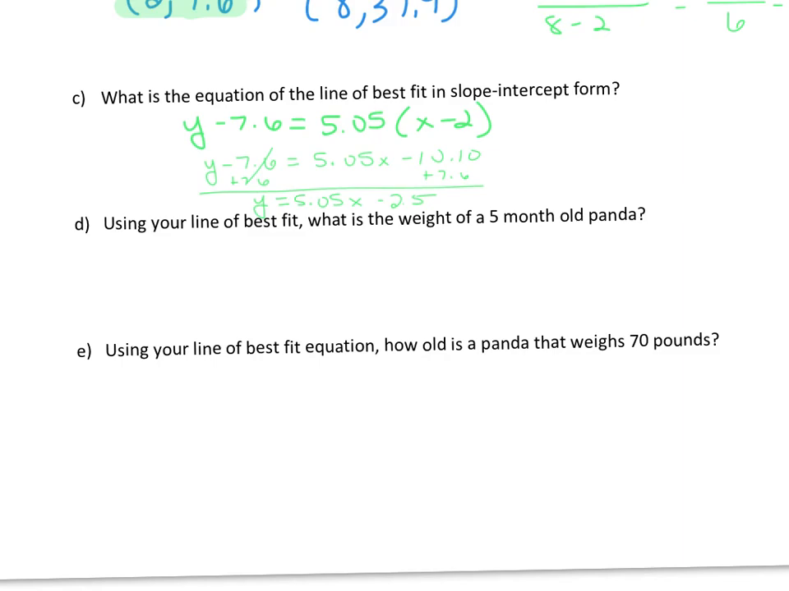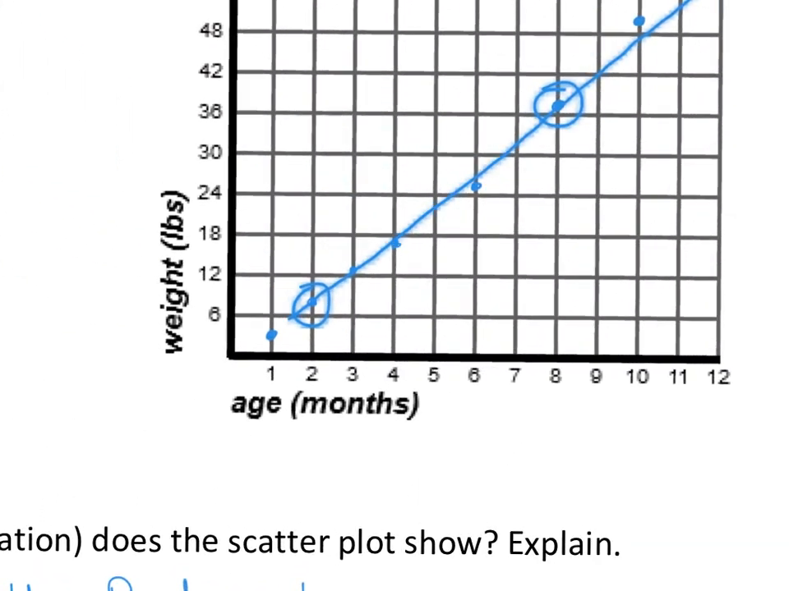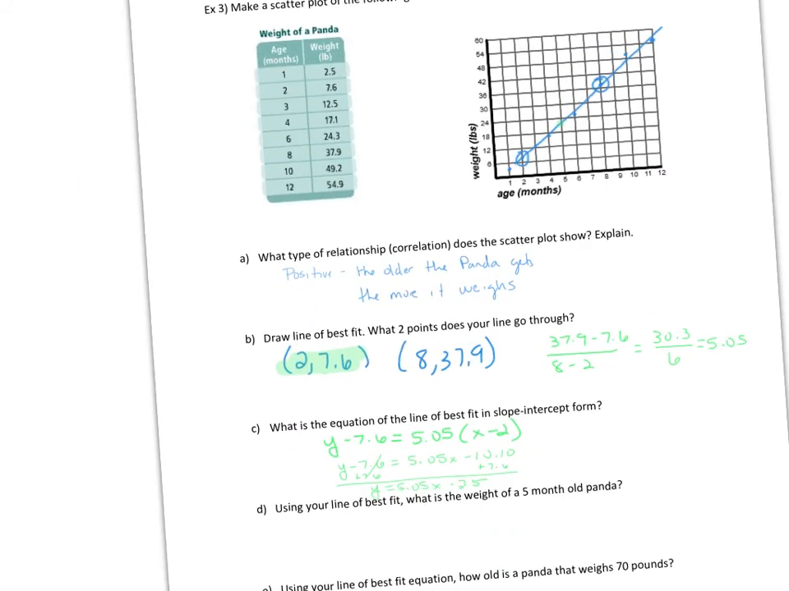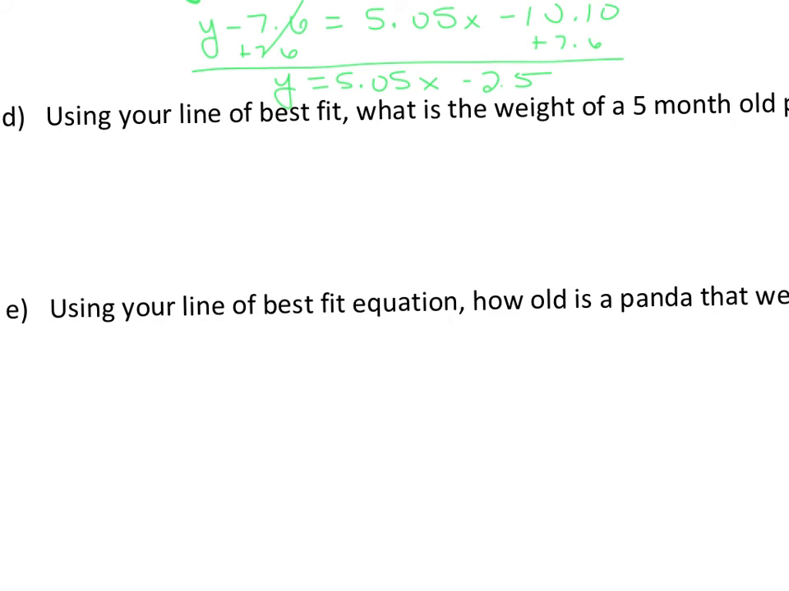So now using your line of fit, what would be the weight of the 5-month-old panda? So 5 months, let's see, would cross right about there. So I don't know, maybe 22-ish, just kind of looking at it and ballparking it. Okay, so by looking at my line, I'm going to say right around 22 pounds.